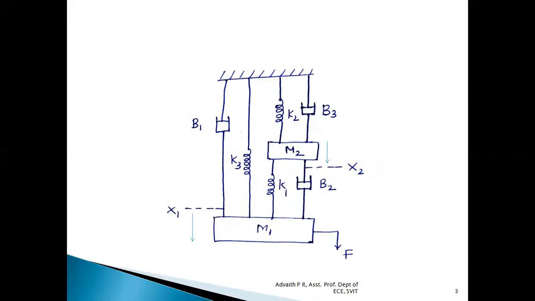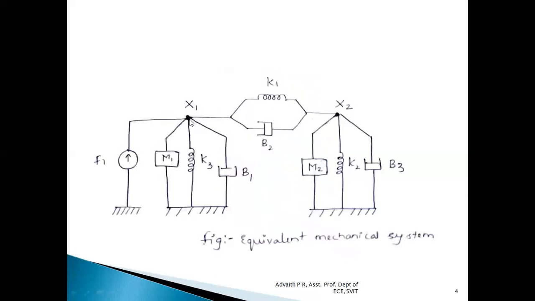the equivalent mechanical system. To draw the equivalent mechanical system, first we need to consider the two displacements. Here, the two displacements are x1 and x2. And the second important thing which we have to note while drawing the equivalent mechanical system is that all the elements will be connected in parallel, as shown here. If we observe, x1 and x2 are the two displacements we have. Hence, we have written two nodes, x1 and x2.